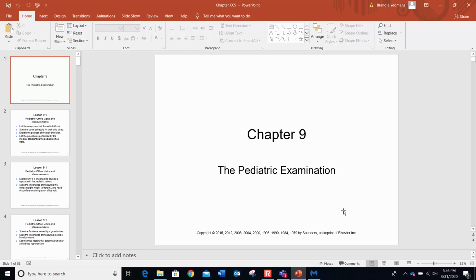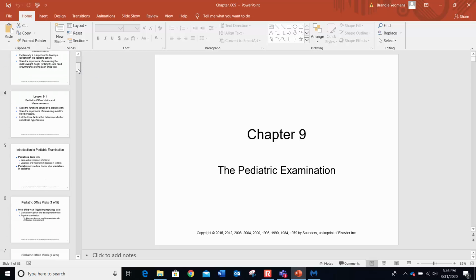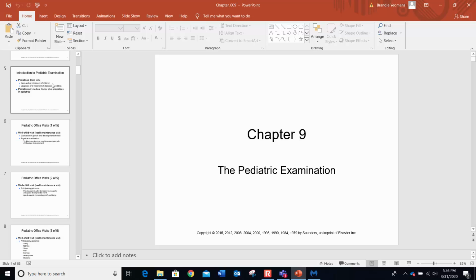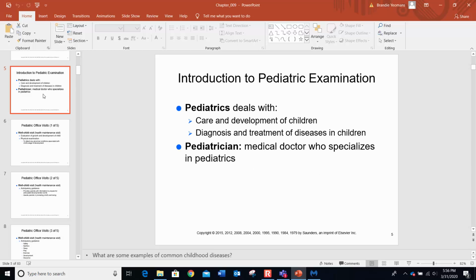In this chapter, we talk all about the pediatric exam, and if you are a mother and have maybe even gone to the pediatrician's office with a friend or a family member, you know that this is very detailed and there's a lot of organized chaos that goes on.